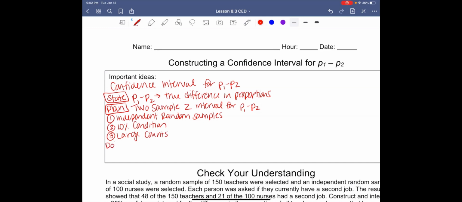All right, in the do portion, it's still going to be your point estimate plus or minus margin of error. Nothing's new there. But my formula then, my point estimate is going to be P hat 1 minus P hat 2. I like to think of that in parentheses as it's just this one value that we figured out. Plus or minus your Z star times your standard error, which is this big formula.